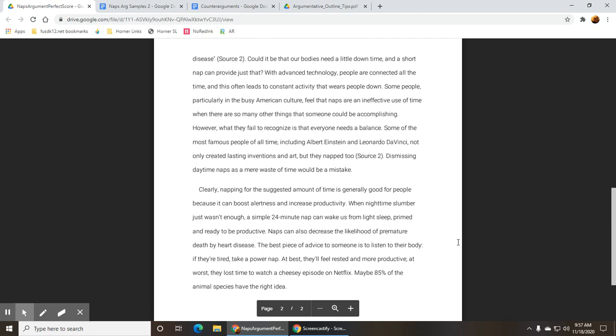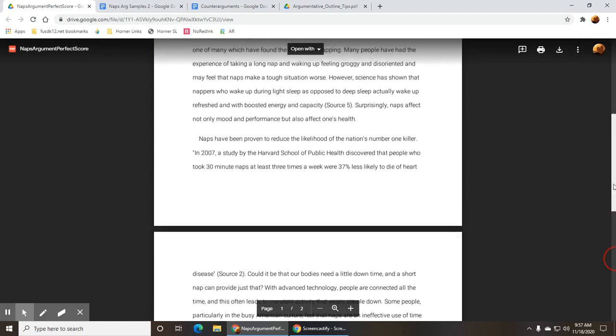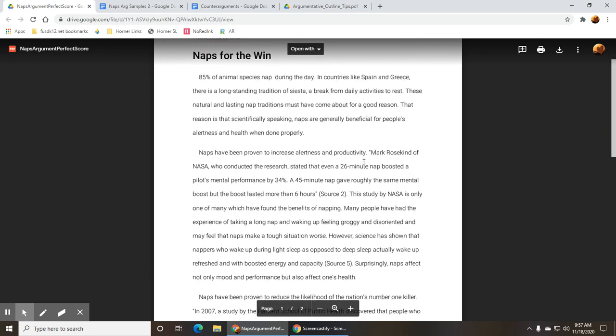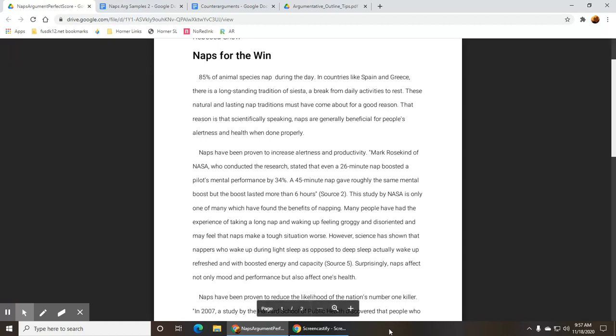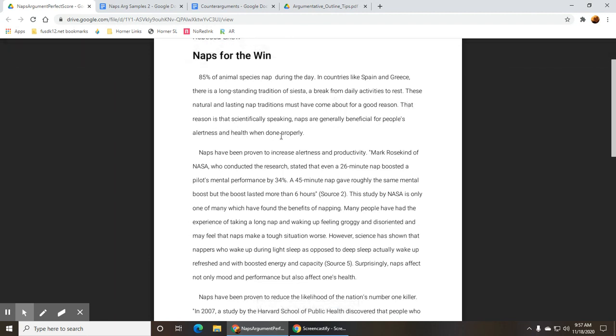All right, so in this second sample, we see a few things that are noteworthy. We have a quotation, we have our quotations cited throughout the body paragraphs. We've used a statistic for a hook, given background information on the topic, and concluded with a single sentence claim that naps are generally beneficial.